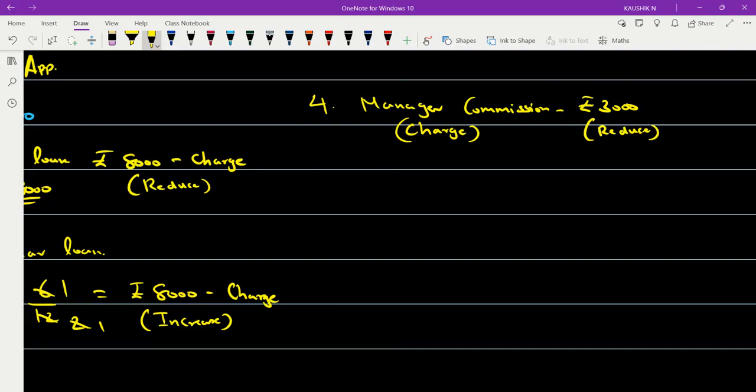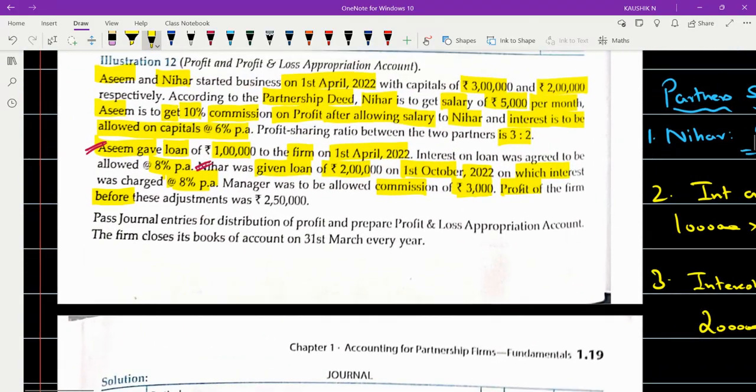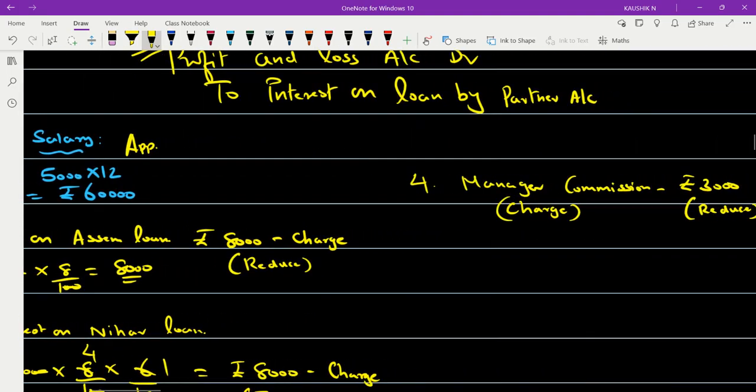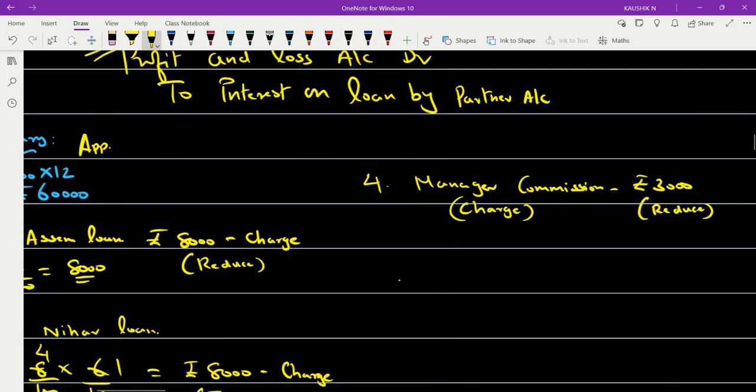No, right. Next, they have also mentioned that the partners are eligible for interest on their capital, right? As you know very well, interest on the capital will be calculated only on the opening capital. The question says very clearly that they newly started a business. Because it says that Asim and Nihar started the business on 1st of April 22 with a capital of rupees 3 lakh and 2 lakh. So that's the opening capital. You know what is the percentage to be applied? 6 percentage. So calculate your interest on capital.